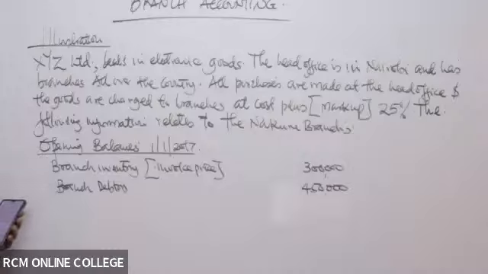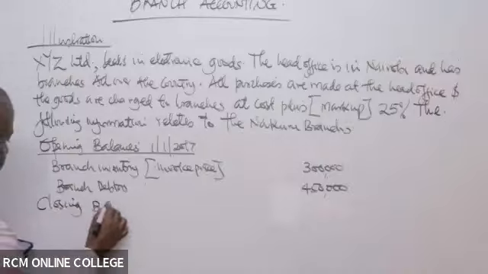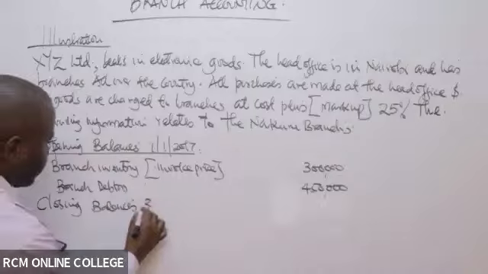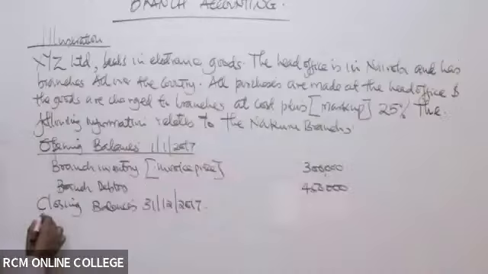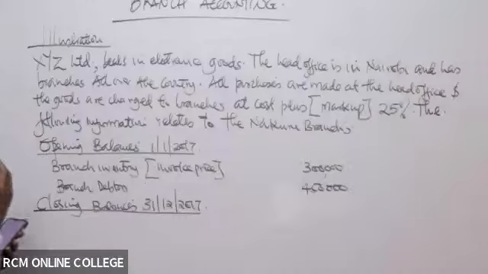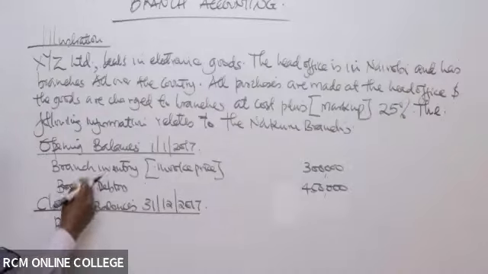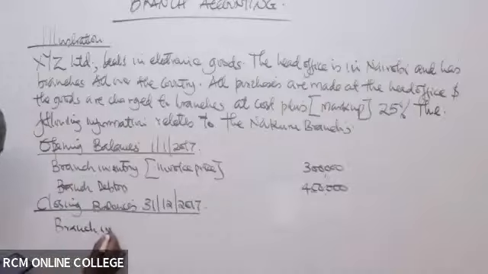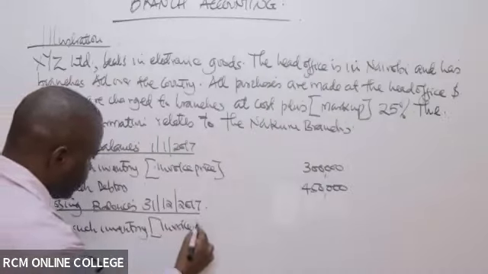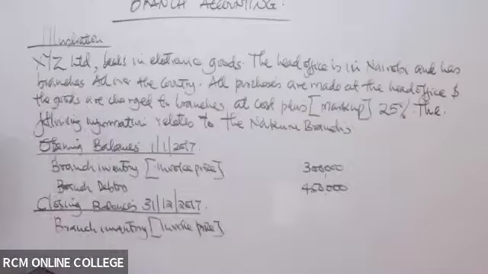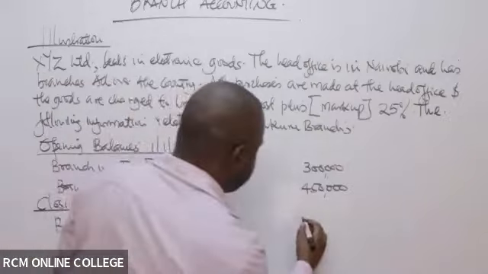Then you have the closing balances for the year, that is by 31st of December. By 31st of December, they had closing balances for these accounts as follows. The branch inventory closing balance at invoice price by the end of the year was 250,000.